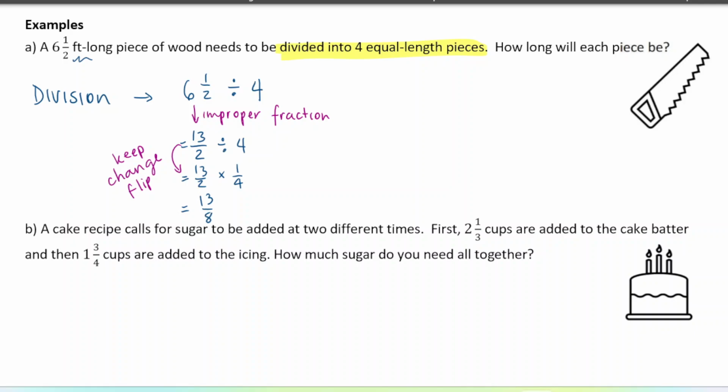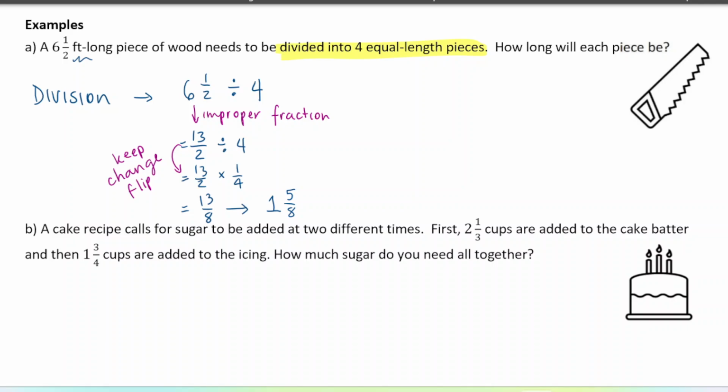Now, in a regular problem that wasn't a word problem, I would just leave it as 13 over 8, but because the original word problem had a mixed number, and you would see measurements like this written as mixed fractions, we do want to convert it. So to convert it, we want to figure out how many 8s go into 13. So there's 1 whole in there, and then 5 left over.